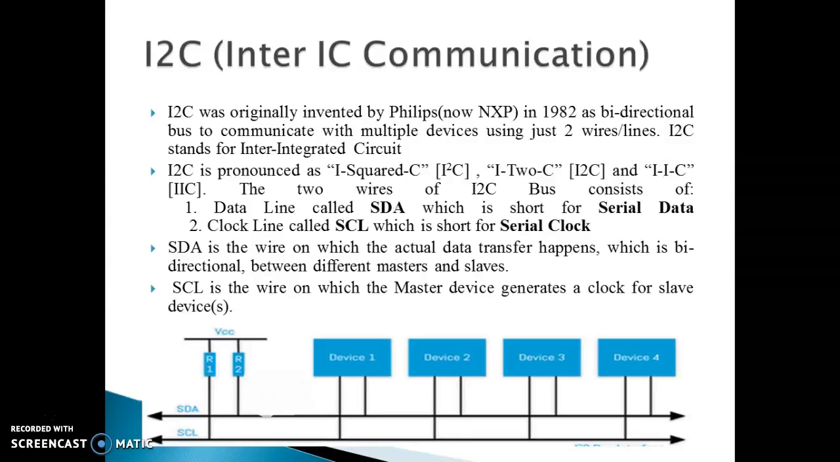If you see the diagram below, you can see device 1, device 2, device 3, device 4. So all these four devices are participating in the I2C communication. Any device can communicate with any other device. In this communication standard, there is a master and a slave. Every device which has this SDA and SCL line can participate. Data is transmitted over the SDA line and the clock is generated by the master on the SCL line.